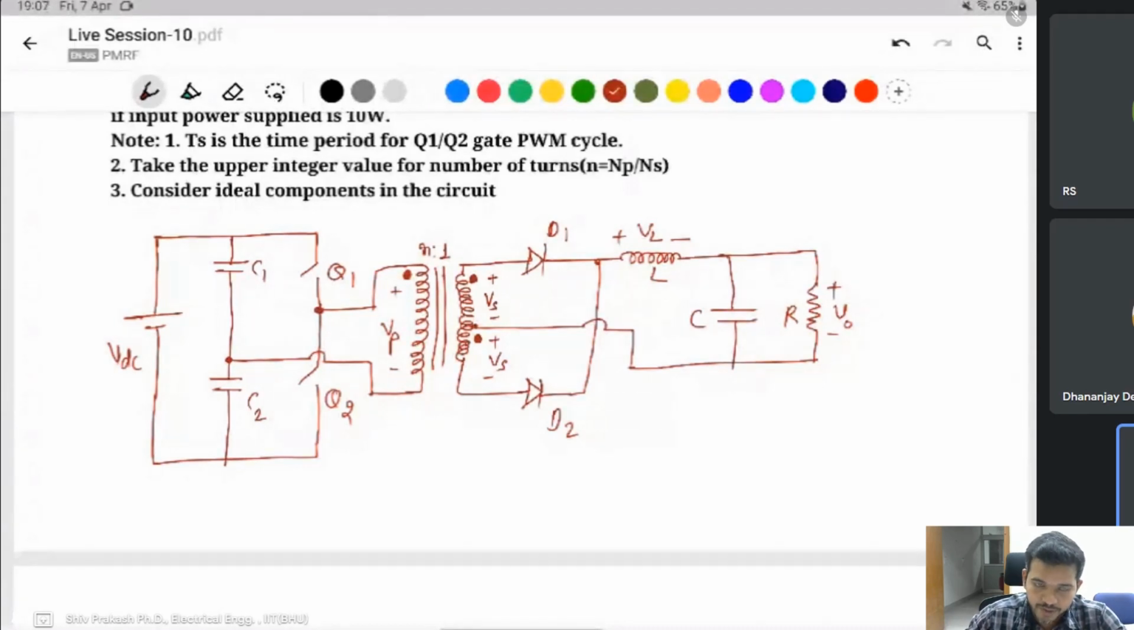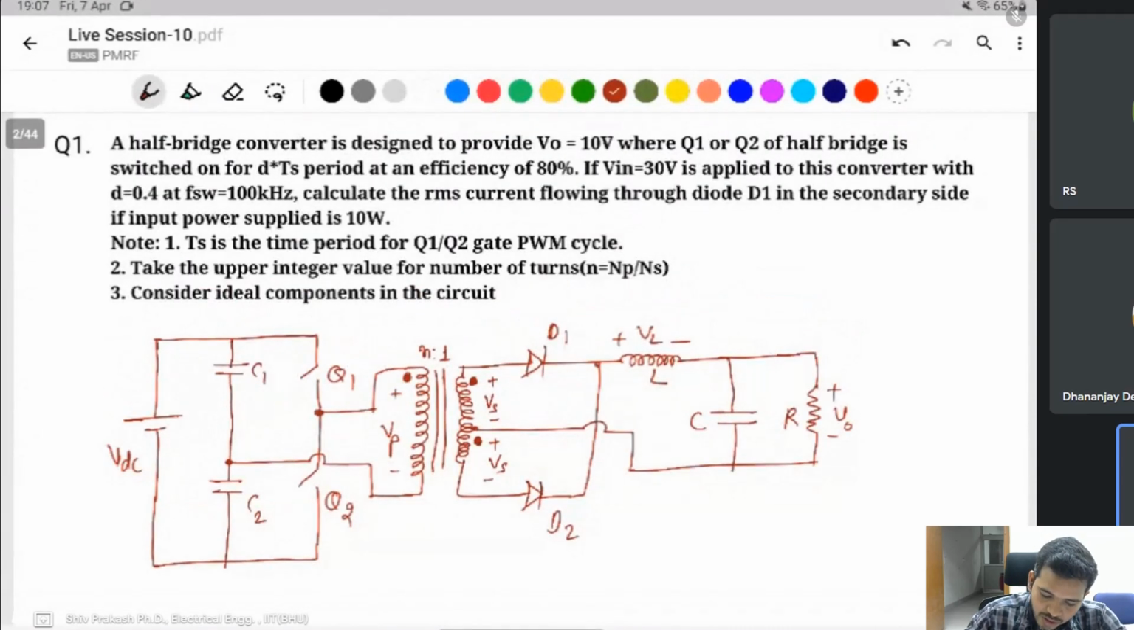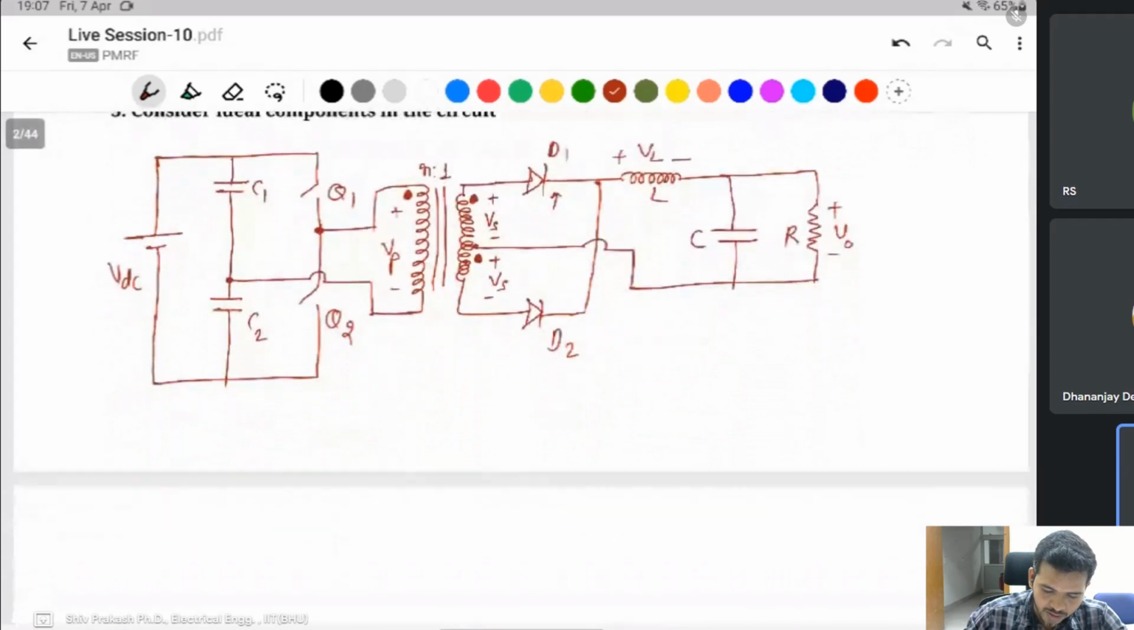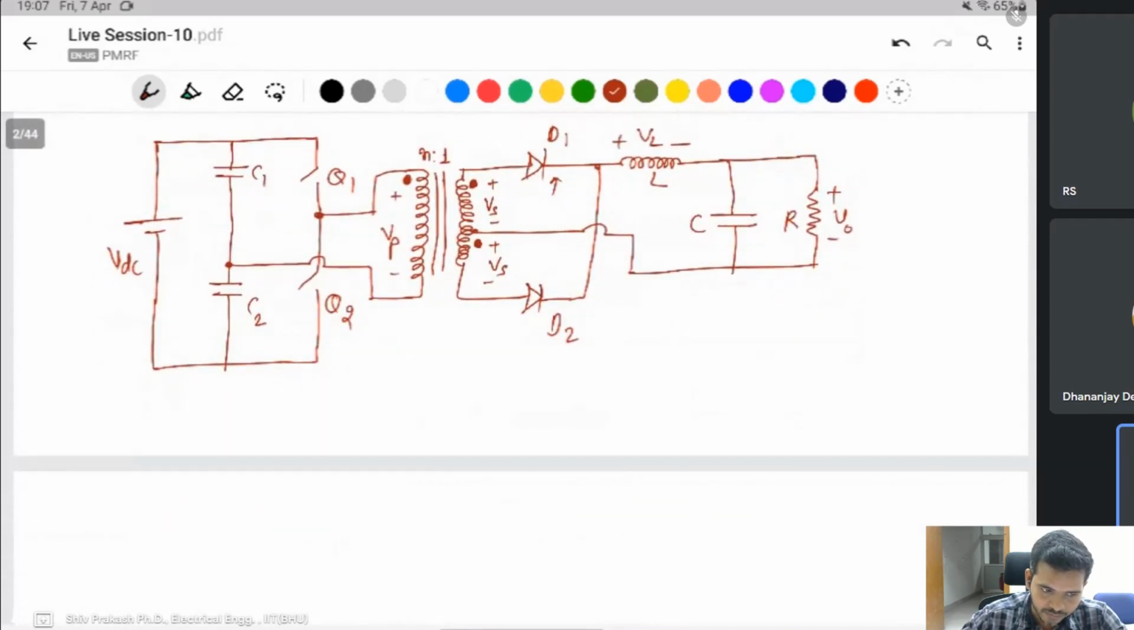This is the half bridge DC-DC converter. Asking about the current, calculate the RMS current flowing through the diode D1. What is this current? The RMS current is what this question is asking. We take this node voltage as Vx.